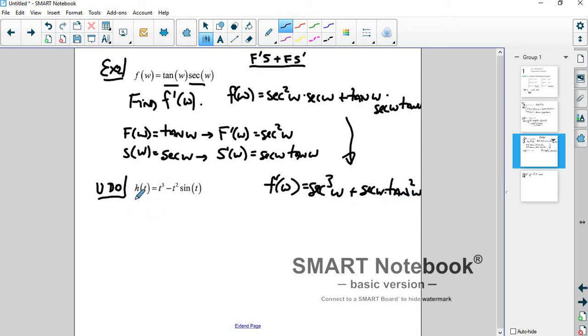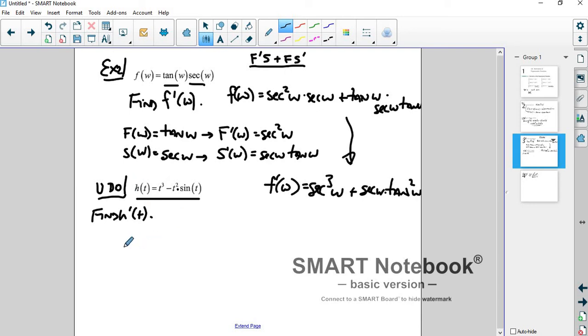Okay, so pause the video. I want you guys to try to find H prime of T. Notice that it's separated, two terms here separated by subtraction, but then this term has a multiplication symbol. So see what you can do.